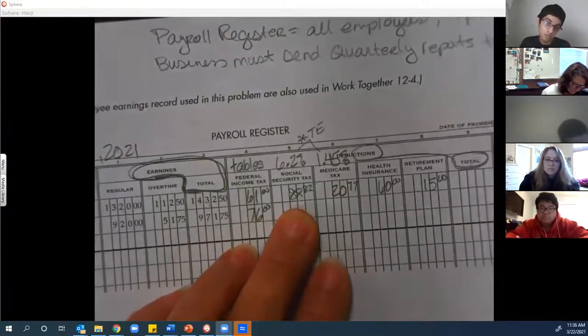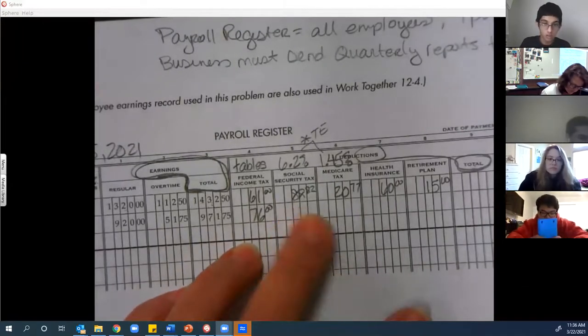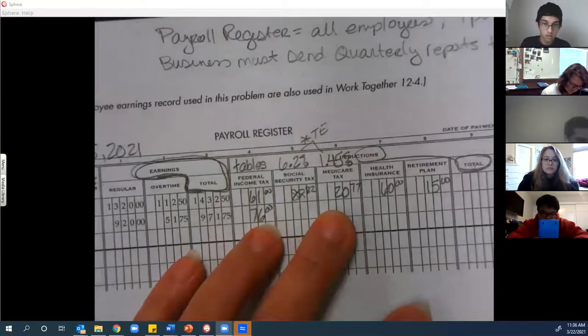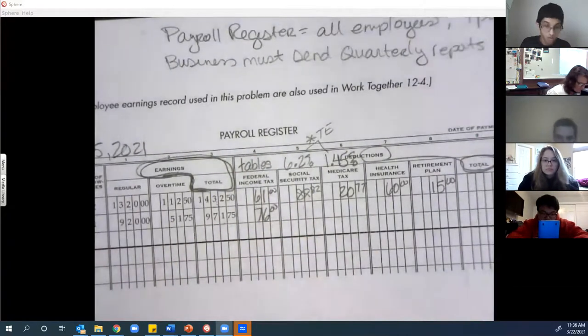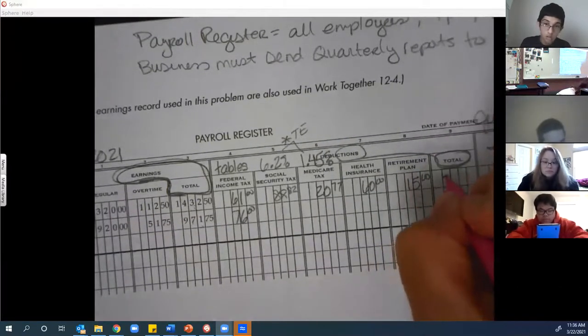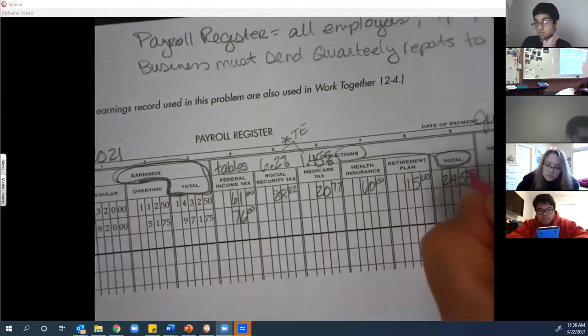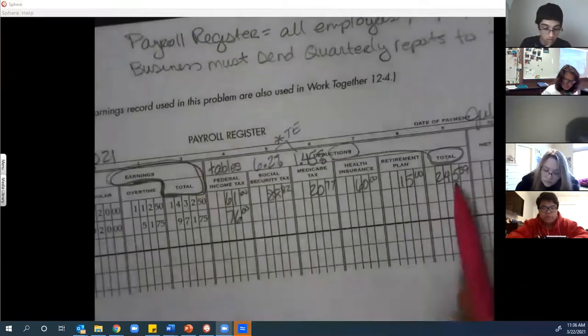61 plus 88.82 plus 20.77 plus 60 plus 15. You got to be able to read your own writing. So 245 in all these little bitty boxes. I know that's hard sometimes. I know it's hard for me. 245.59.